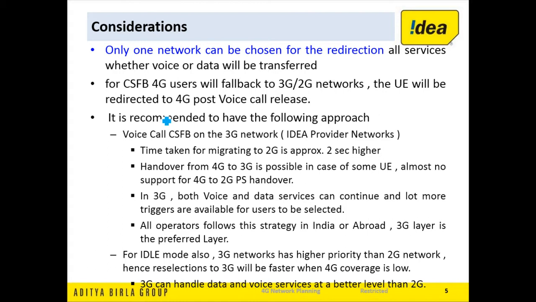The first and foremost is that there can only be one network layer for which UE will register, and that will be for both voice and data. So either 4G or 3G or 2G. For a CS fallback 4G users, it can fall back to a 3G network or a 2G network based on the configuration. And once the CS call is released, UE can be redirected back to the 4G network if the 4G coverage is available.